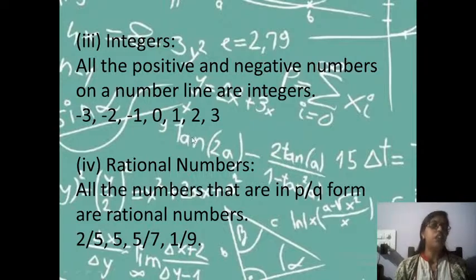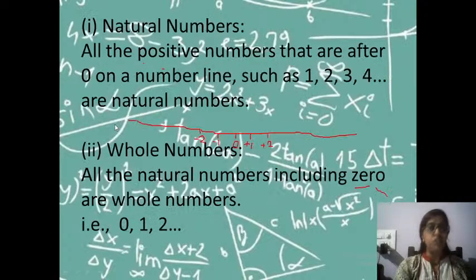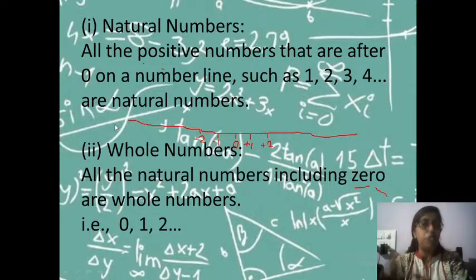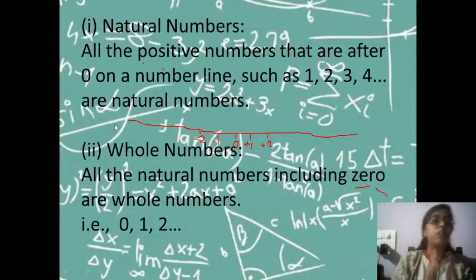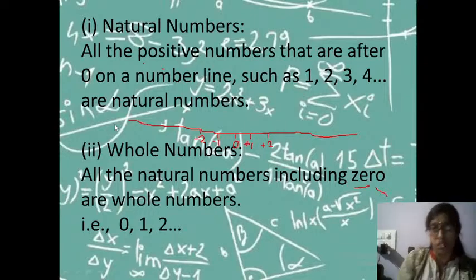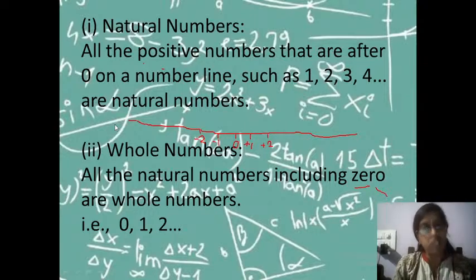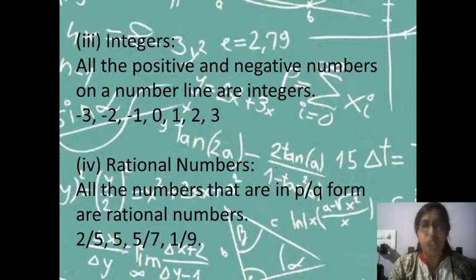Now coming to the next type of number, that is integers. Integers are nothing but all the positive and negative numbers on the number line. As I told you, all the numbers which are in the positive sign and the negative sign are called integers. Here we have 0, plus 1, plus 2, plus 3, and towards the left hand side we have minus 1, minus 2, minus 3, and it goes on. All together, the numbers in the minus sign and also in the plus sign are called integers. Keep that in your mind.